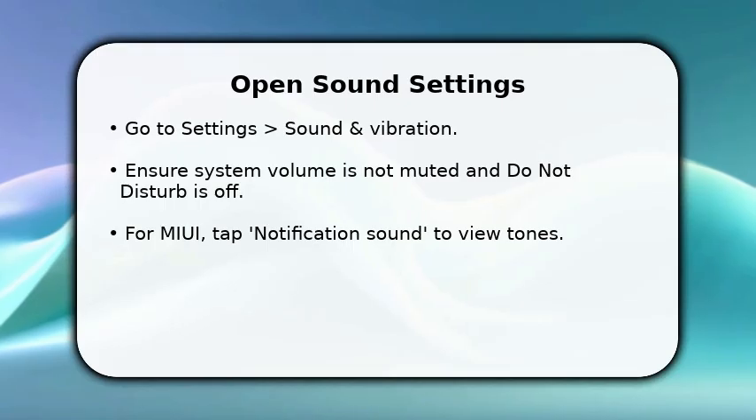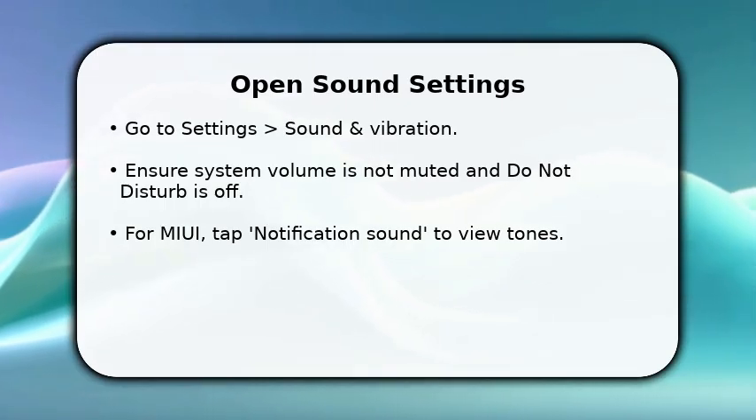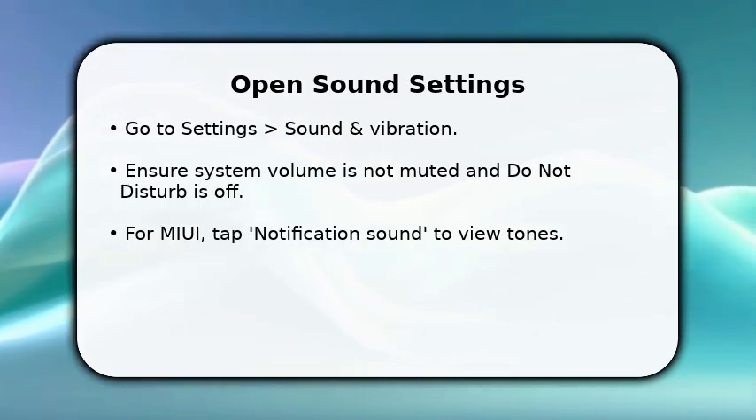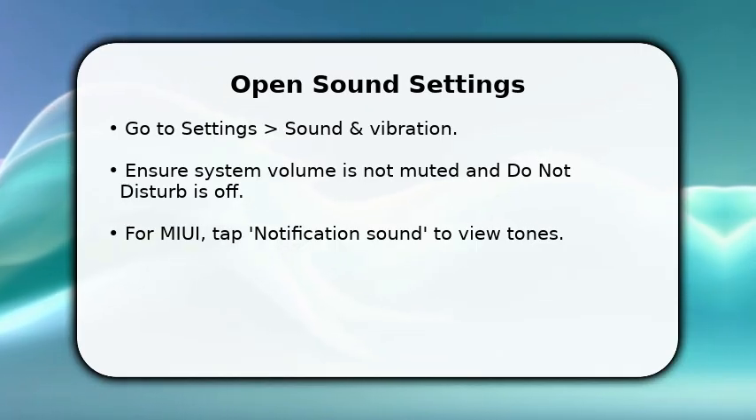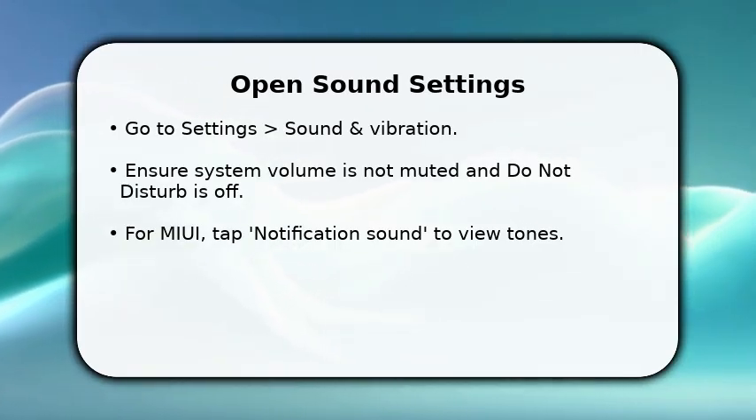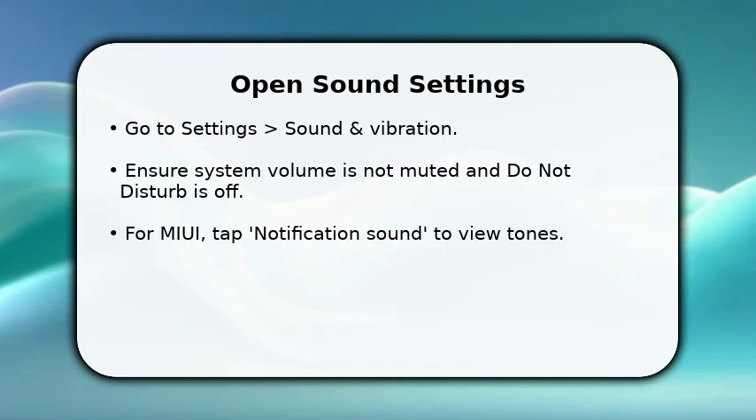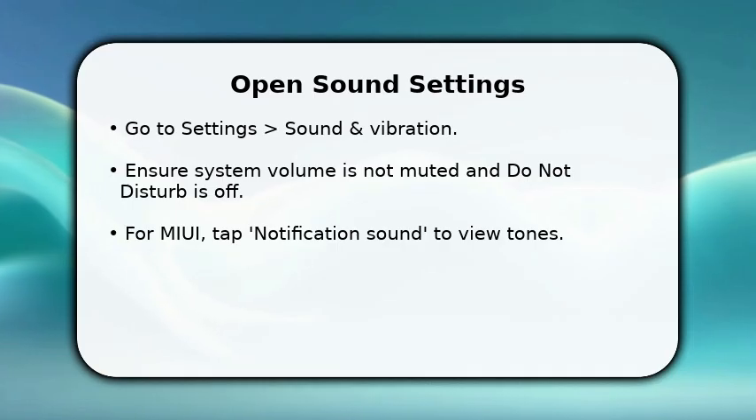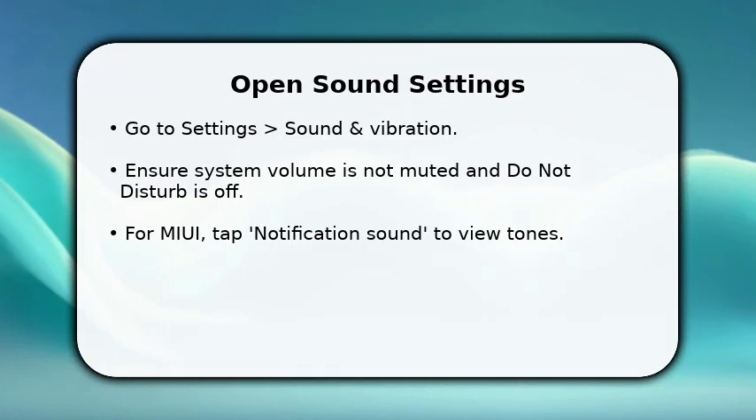You start by opening Settings and tapping Sound and Vibration. This is where Redmi centralizes alerts so you control behavior system-wide. Once done, make sure Volume is audible and Do Not Disturb is off, because a quiet phone hides changes. Tap Notification Sound to list built-in tones. This is the quickest path.